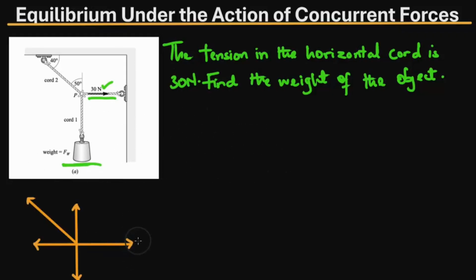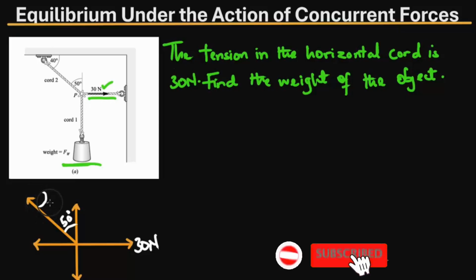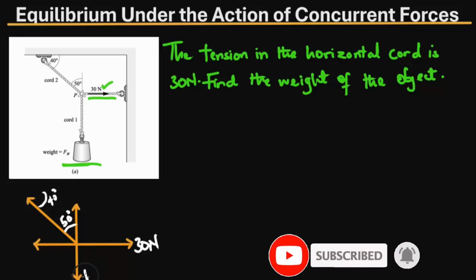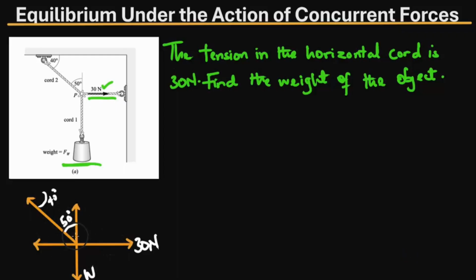Alright, so right here we have 30 Newton, and here we have angle 50 degrees. Here we have angle 40 degrees, and then the weight of the object acting downwards. Okay, so this is angle 90, right angle. So if this is 50, this is going to be 40 degrees.